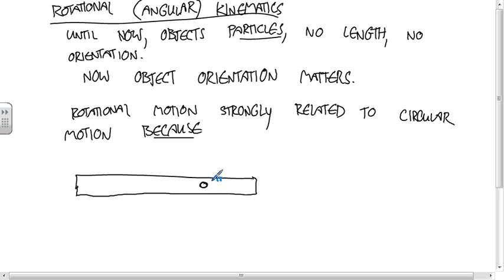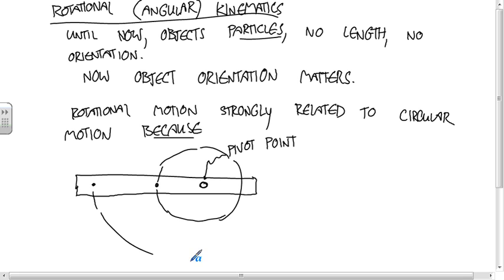Think of what individual points are going to do. So this is the pivot point. Then what's the motion that this point is going to follow as this object changes its orientation? It's going to go in a circular path around the pivot point. Okay? And an object out here is also going to go in a circular path. And that circle has the same center, but a different radius. Okay?